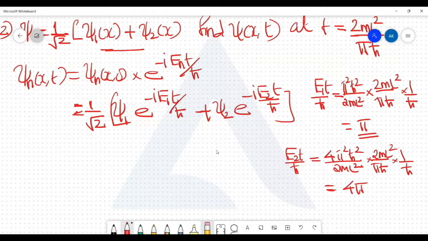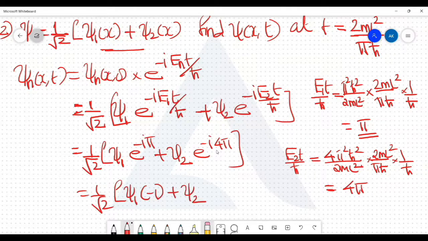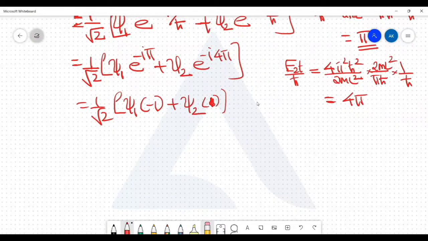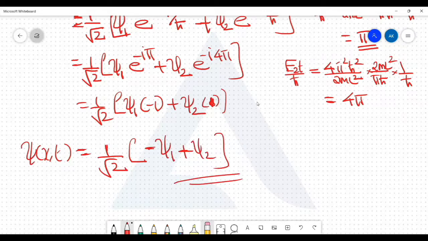So if you substitute here, 1 by root 2 psi 1 e raised to minus i pi plus psi 2 e raised to minus i 4 pi, that is equal to 1 by root 2 psi 1 into minus 1 plus psi 2 into e raised to 4 pi, which is simply, I'm sorry, 1. Okay. So what do you get? The final answer is psi of x,t equal to 1 by root 2 into minus psi 1 plus psi 2. That's it. This is our final answer.